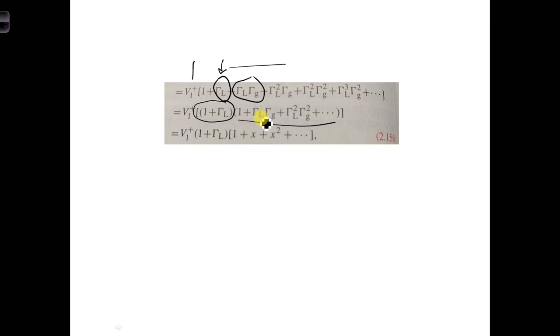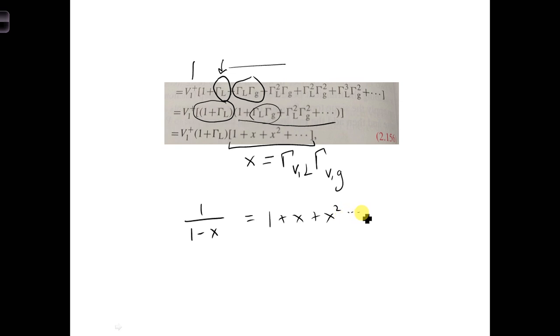And we can write this as x in this term right here, because we have 1 plus x plus x squared, and so forth. So x here is equal to the reflection coefficient for the voltage at the load times the reflection coefficient for the voltage at the generator. The terms inside the square bracket constitute a geometric series, and we can write it as follows: 1 over 1 minus x is 1 plus x plus x squared, and so forth. Using this function, we can write the infinite series compactly.